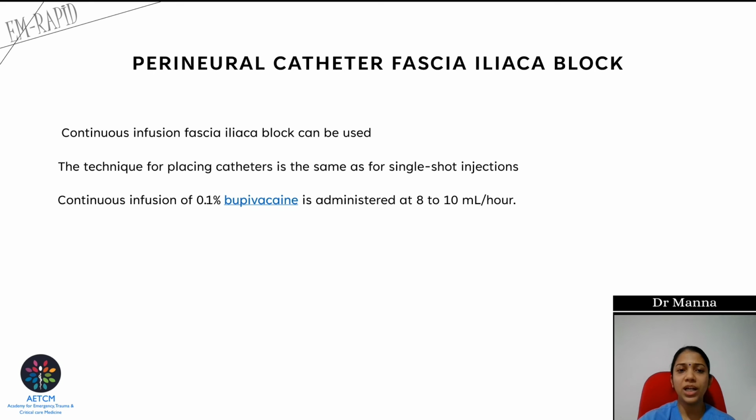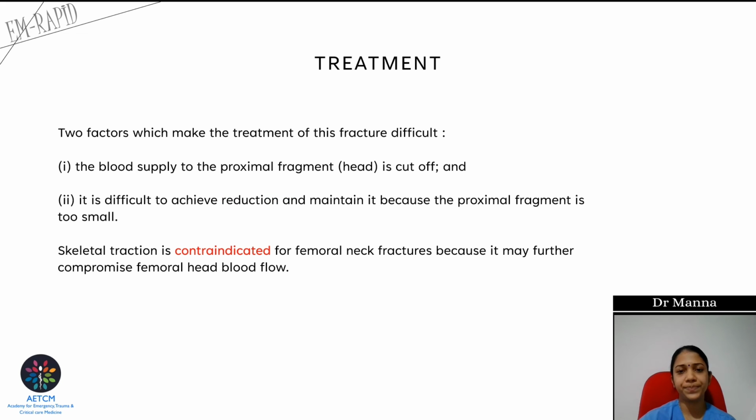Now, perineural catheter fascia iliaca block. That is to give a continuous infusion of local anesthetic to that area. The technique is we will be placing a catheter in that area, and we will be giving a slow continuous infusion of a local anesthetic like bupivacaine. We will be giving 8 to 10 ml per hour. So that person will be getting a continuous infusion of local anesthetic.